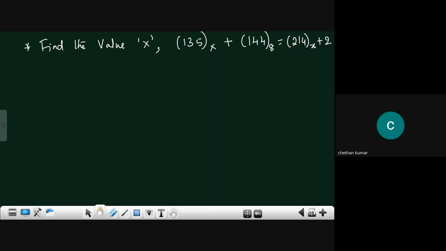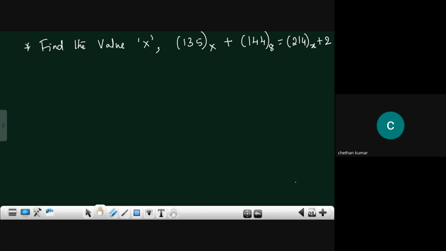Plus 2 means different number systems are involved here. This is an x number system, this is also an x number system, and this is the octal number system. The 2 by default is a decimal number system. So what I need to do here is find the value of x. How to find the value of x?